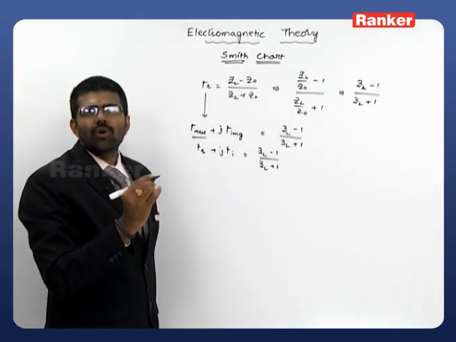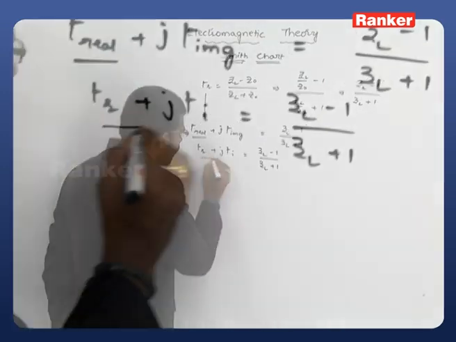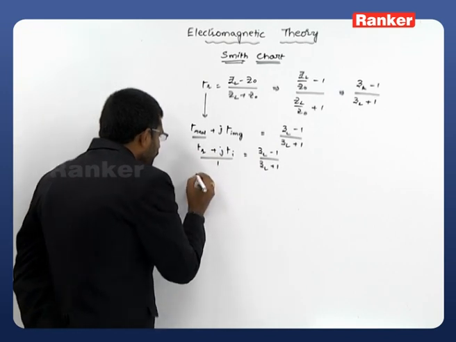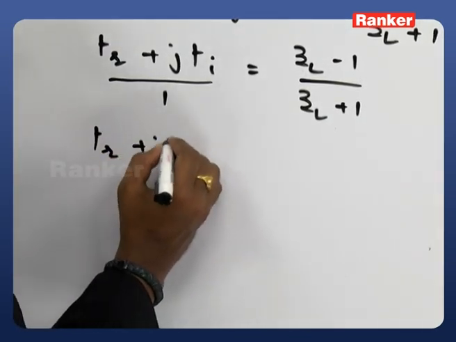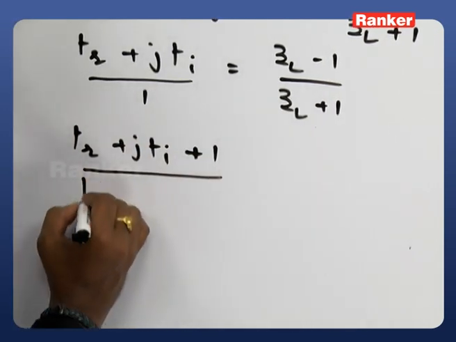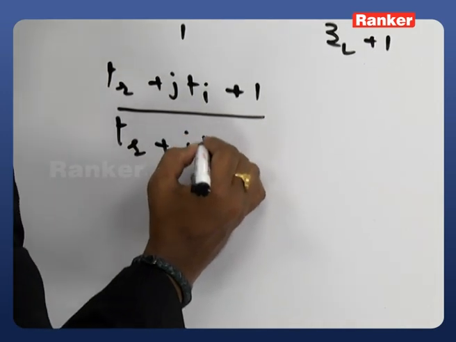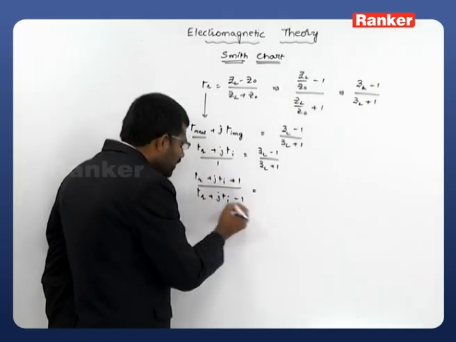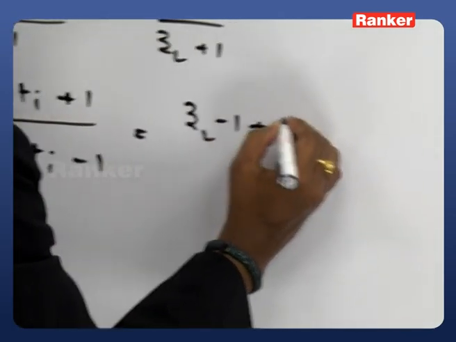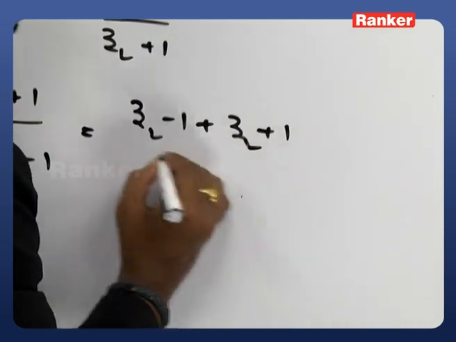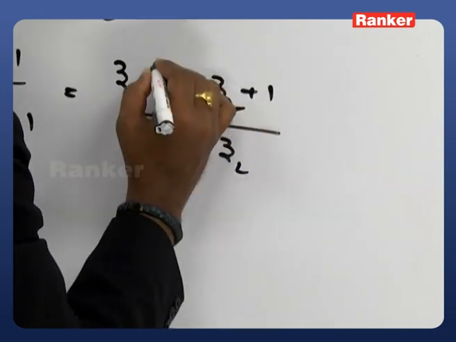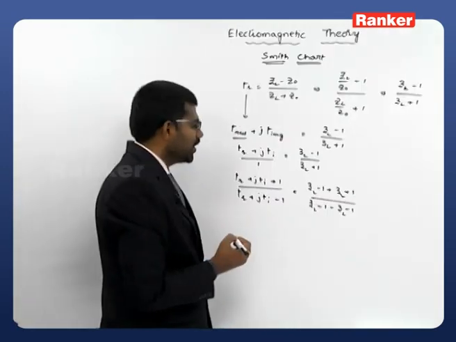Now simply apply componendo and dividendo rule on both sides. Just here what you have is that in the denominator we have 1, right? So apply componendo and dividendo: gamma R plus j gamma I plus 1, numerator plus denominator, divided by numerator minus denominator. Here also numerator plus denominator, ZL minus 1 plus ZL plus 1, divided by ZL minus 1 minus ZL plus 1, which is minus 1.